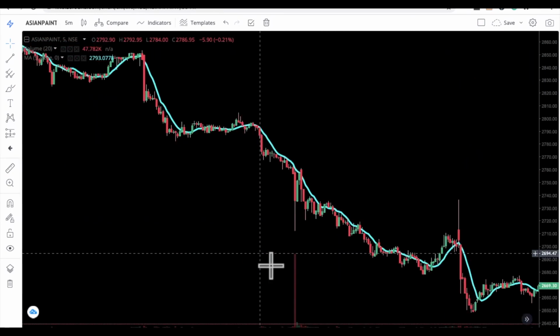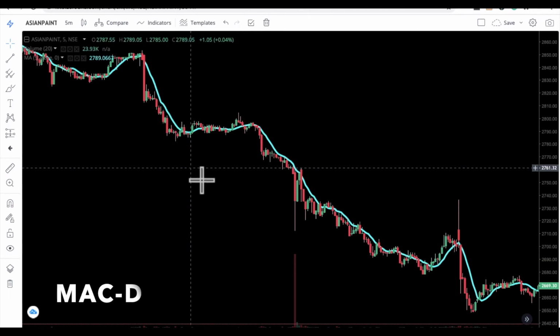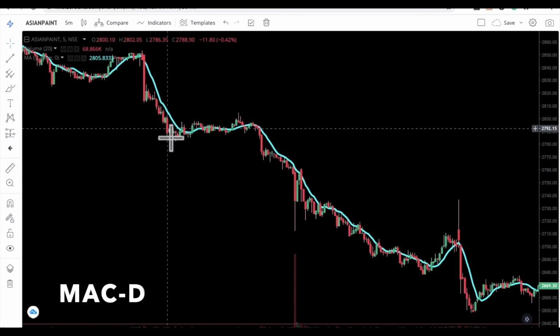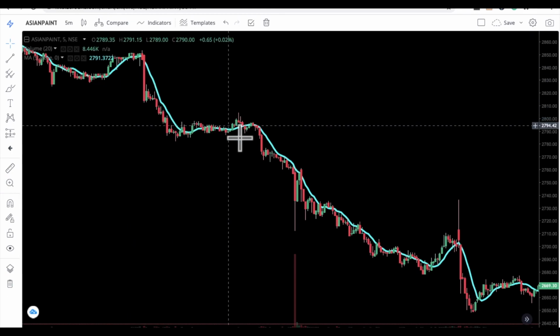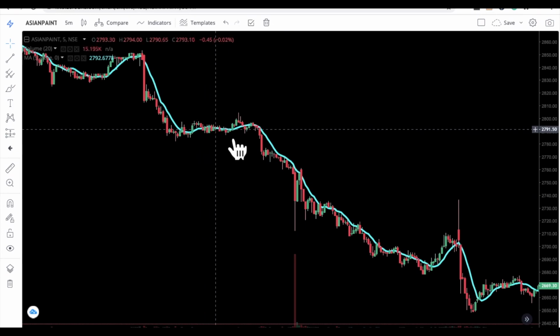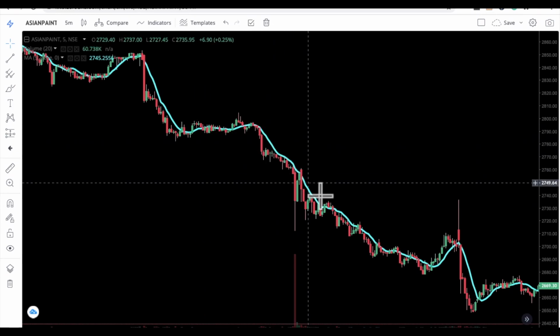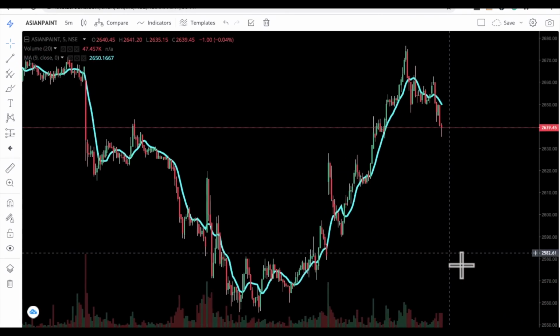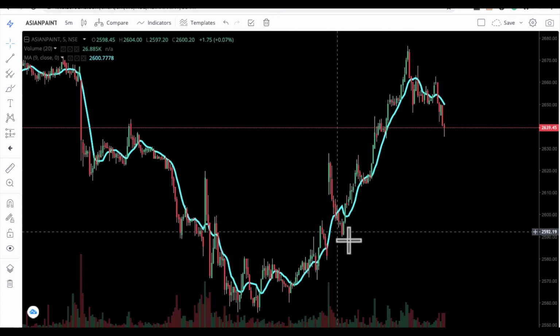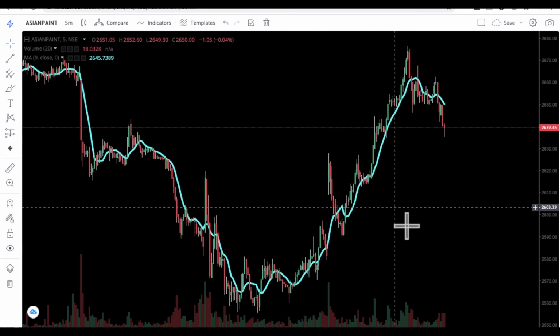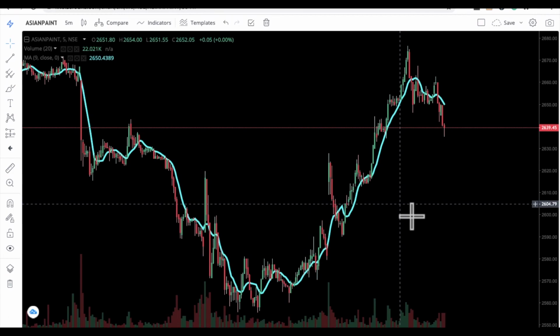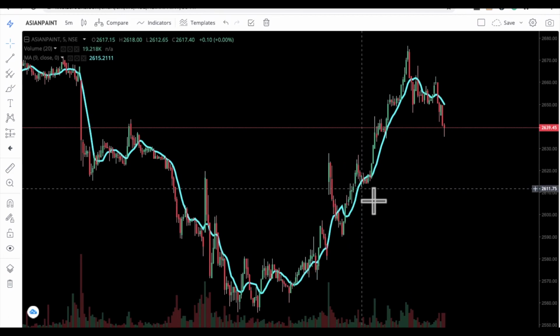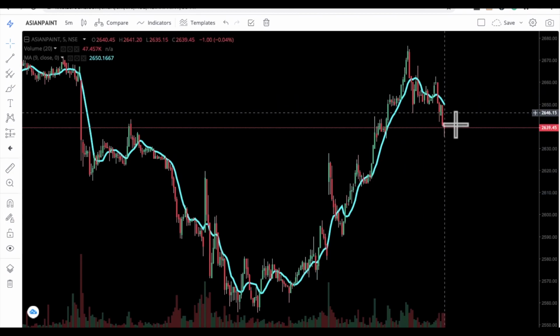Now our second example for dynamic support and resistance is moving average. This indicator acts as a dynamic support and resistance level. For example, this is a chart of Asian Paints, 5 minutes time frame. During a downtrend, we can clearly see that the moving average indicator is acting as a strong resistance level. Can you see? Likewise, when there is an uptrend, moving average is acting as a strong support level. This is an example of dynamic support and resistance level because the moving average movement is dynamic according to the price movement in the market.